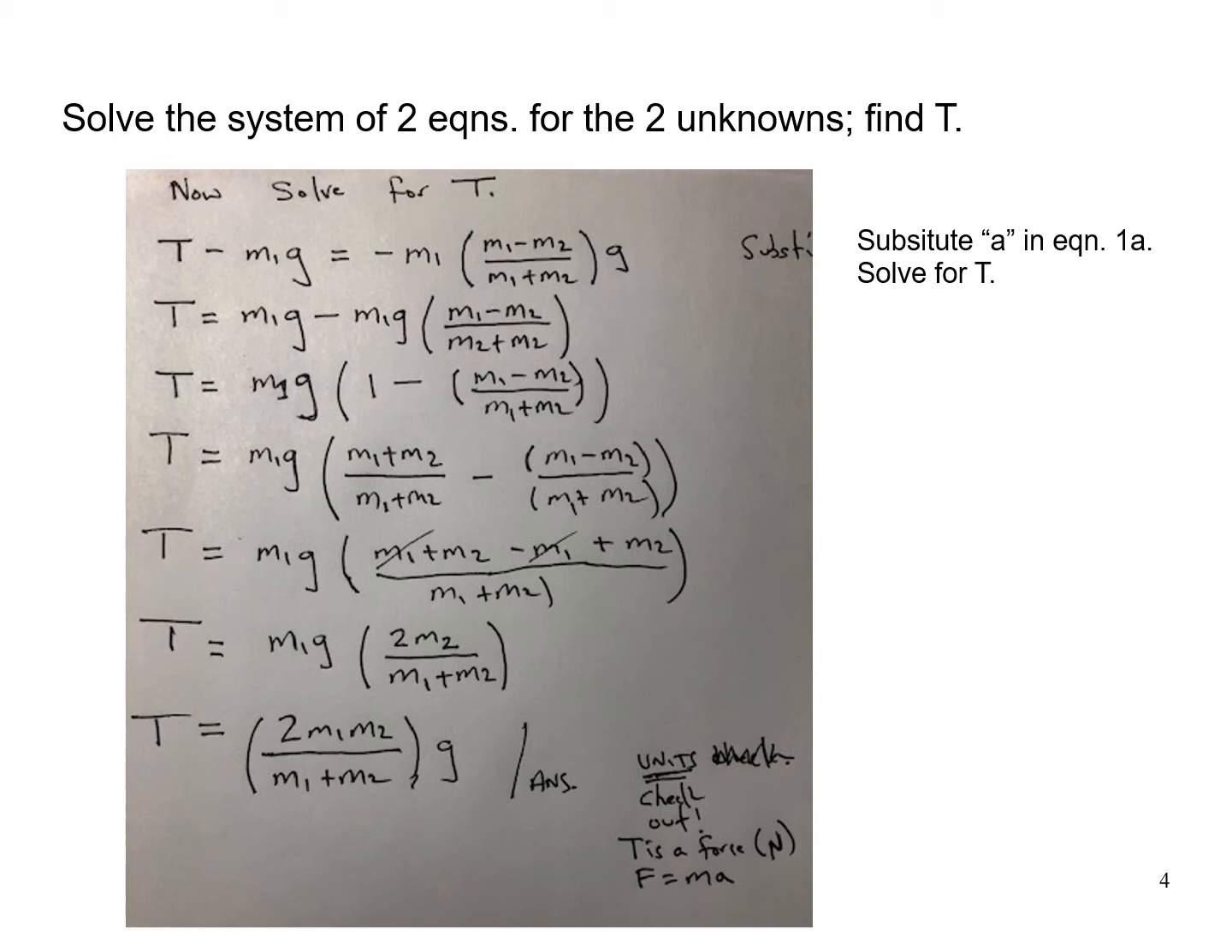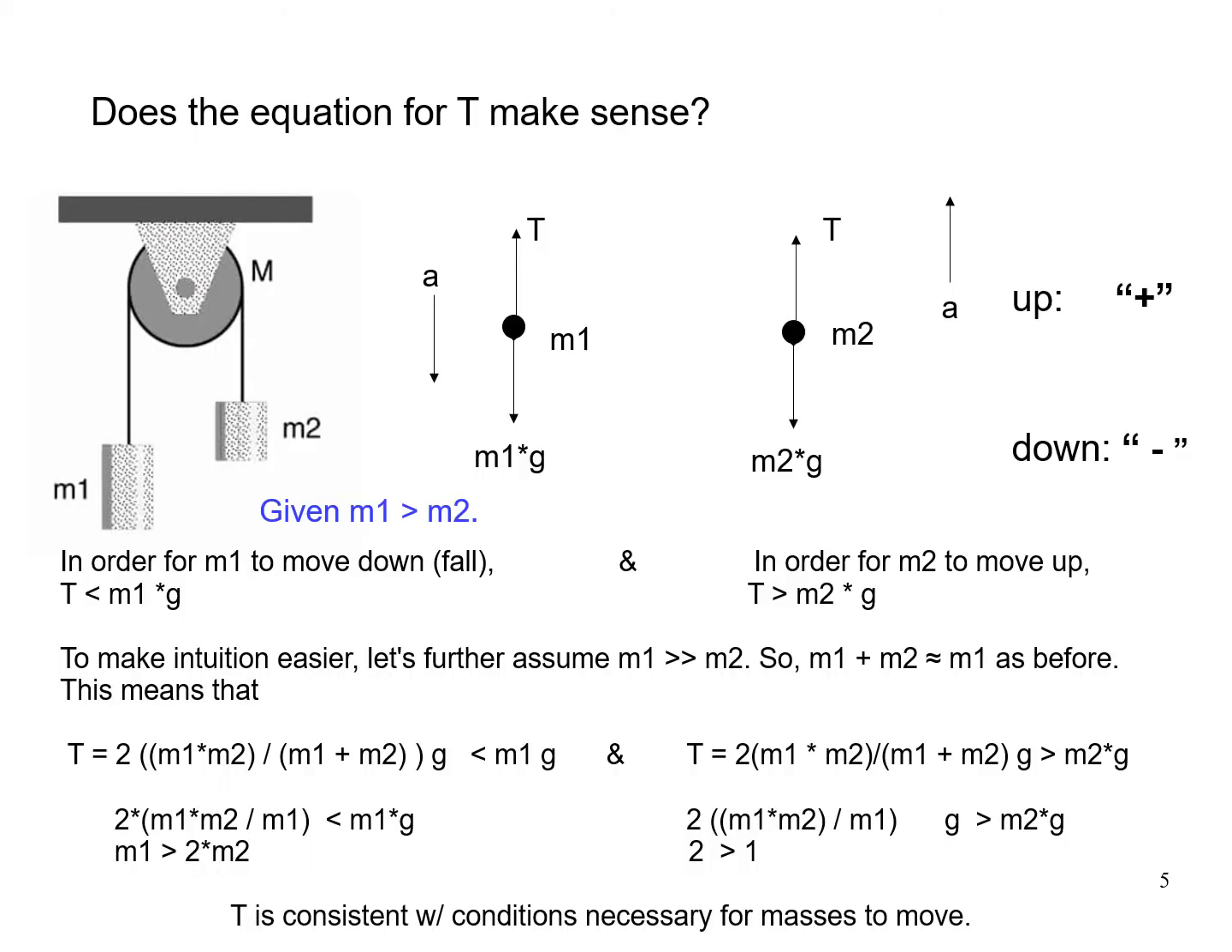So units check. Now, let's check to see if our answer for T fits our intuition about the dynamics of the situation. Now, we know that m1 is given to be larger than m2. This would suggest that m1 accelerates in a downward direction and m2 accelerates in an upward direction. Now, let's take a closer look at the conditions necessary to make the masses move. The free body diagrams will help us here.